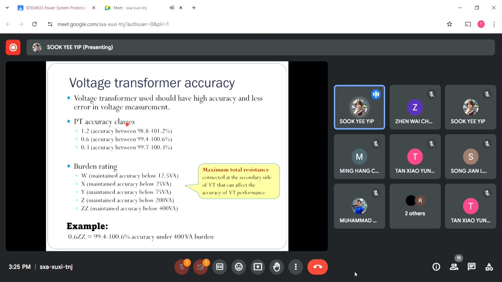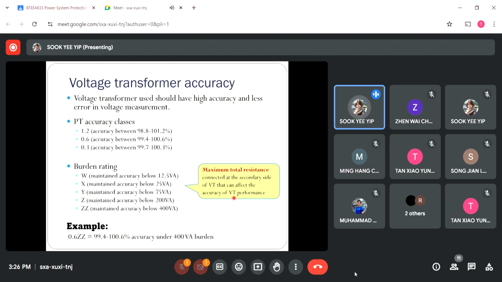How about the burden rating? This is also a standard coming from the IEC, and we use letters to define the burden rating. So what is the burden? If you refer to this dialog box here, the burden is known as the maximum load that can be connected at the secondary side of the voltage transformer, which can affect the reading from the voltage transformer. So there is a maximum burden value that can be placed at its secondary side.